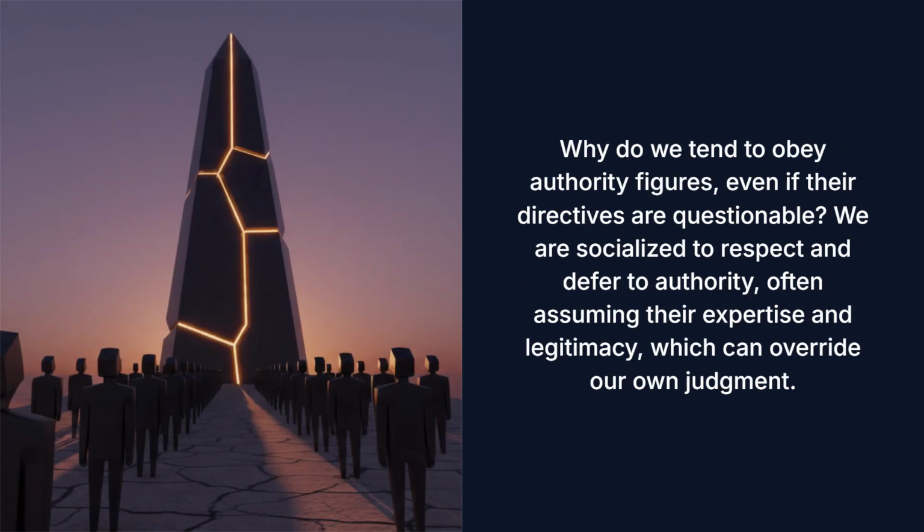Eighth, why do we tend to obey authority figures, even if their directives are questionable? We are socialized to respect and defer to authority, often assuming their expertise and legitimacy, which can override our own judgment. The authority principle highlights our deep-seated tendency to comply with requests from perceived authority figures. This compliance often stems from a belief in their superior knowledge or legitimate power, and it can be triggered by symbols like titles, uniforms, or even expensive clothing.